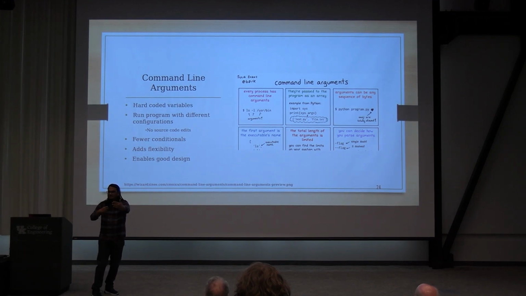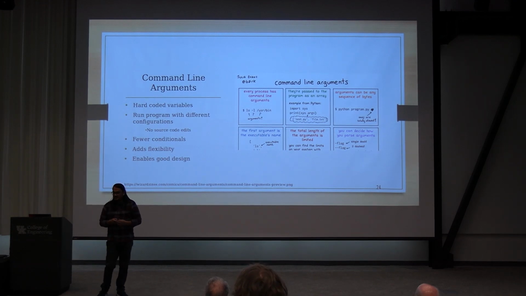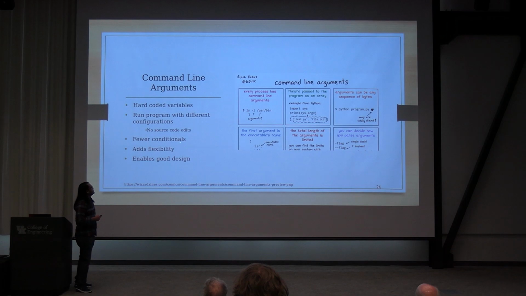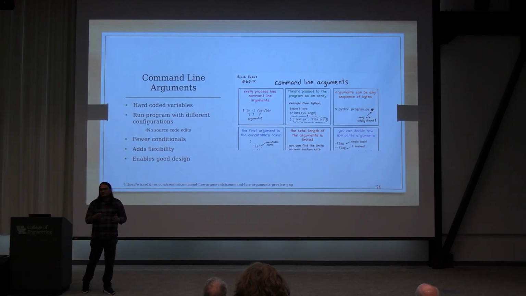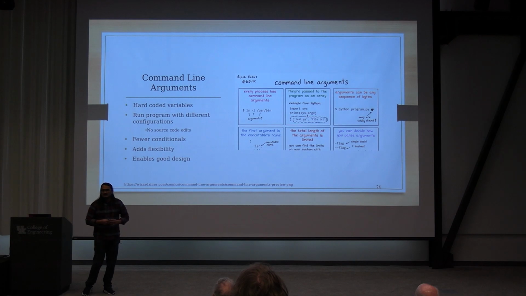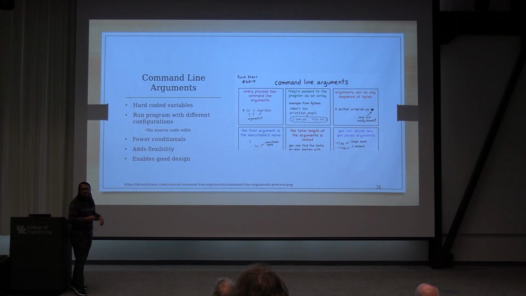That way, when you run your program, these variables will be set. And you can run multiple different experiments if you use command line arguments as well. So you can run things with different configurations, and you don't need to edit your source code. That's the main thing. We don't want to edit our source code all the time. We want to do as much customization from the outside so that we don't need to touch the insides of our code. Command line arguments really provide that.